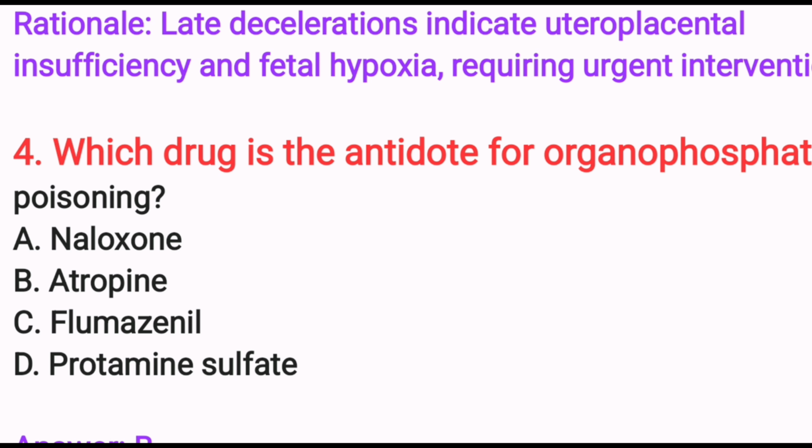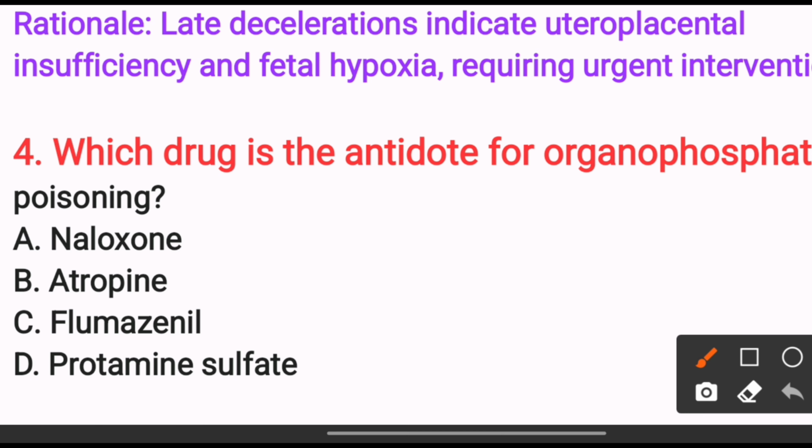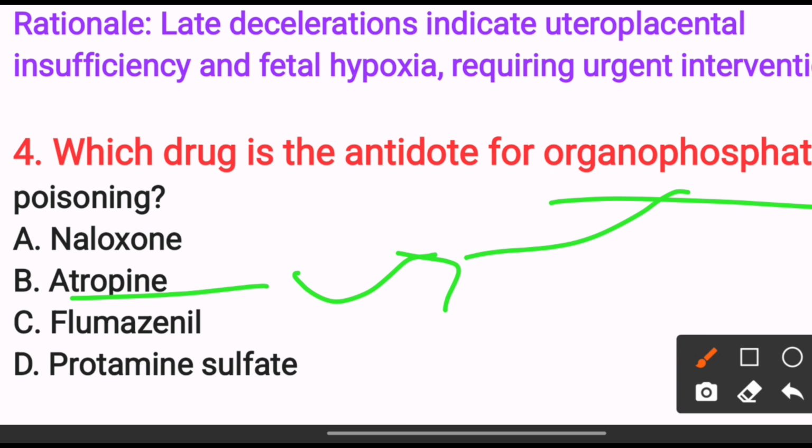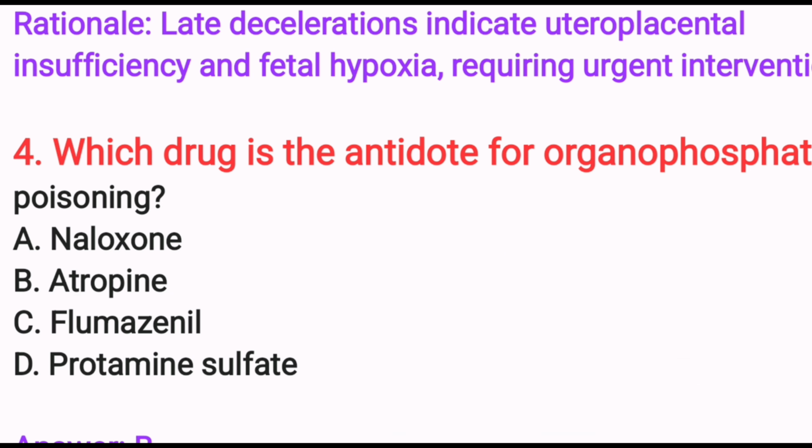Atropine blocks the excessive acetylcholine effects caused by the organophosphorus. When organophosphorus poisoning occurs and they give the atropine, it blocks the effects of the poisoning. So the antidote is atropine. Option B is the correct answer.